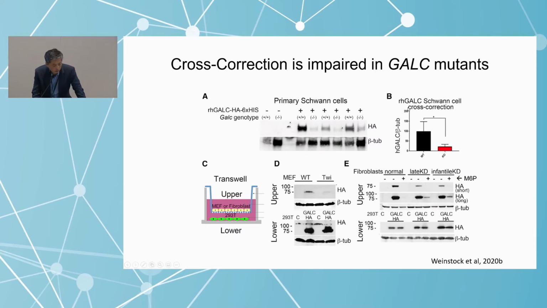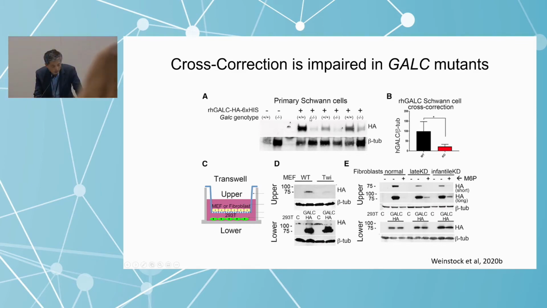This slide looks complex, but it is about how cross-correction is impaired in the GLC mutant. This is a Western blot of purified Schwann cells. Schwann cells are the peripheral myelinating cells. So we can purify those specific cells from the Krabbe disease models, mix them with exogenously expressed proteins in the culture medium, and then see how much of those proteins can be taken up inside the cell. This band shows how much GLC protein is inside the cell.